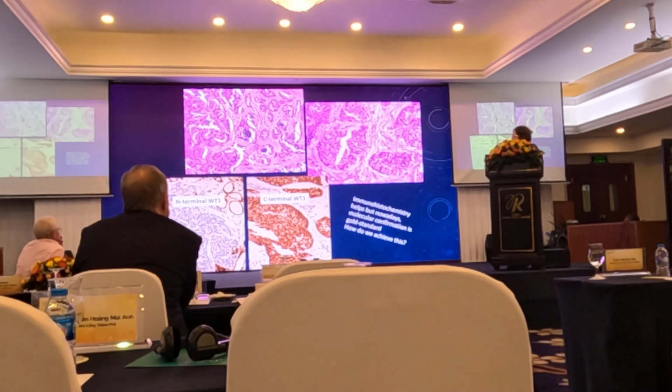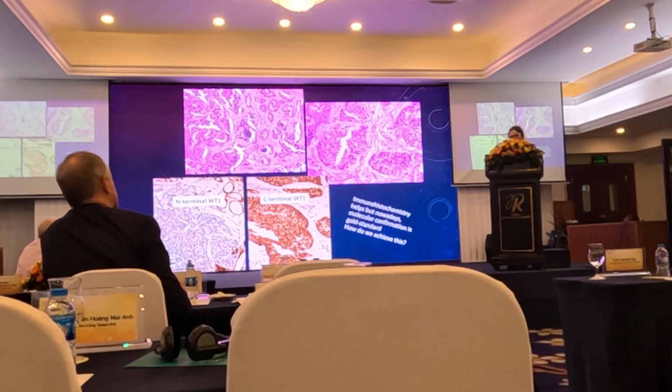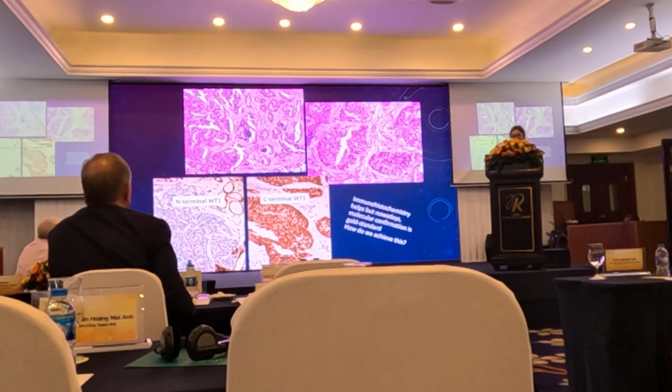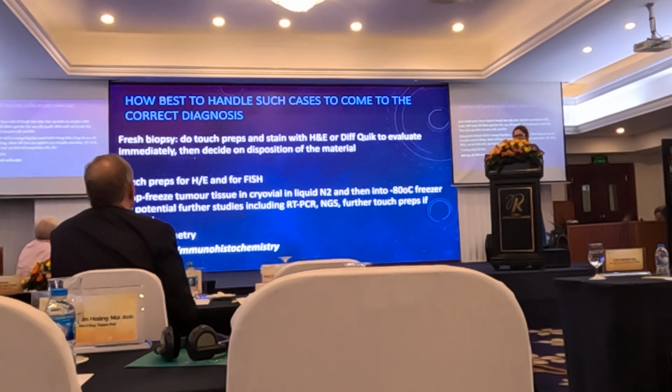I'm showing you a very classic case, but also the immunos are not always reliable because you can get cryptic rearrangements where the immunos don't show the expected pattern. So at the end of the day, what you really need to make a firm diagnosis at gold standard level is molecular. So what is the best way to handle your specimen in order to come to the correct diagnosis? And this is sort of the second part of my talk.